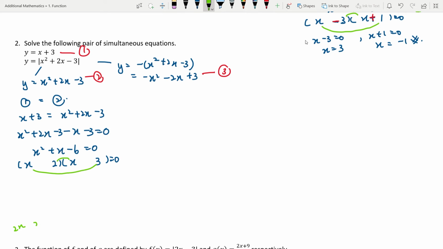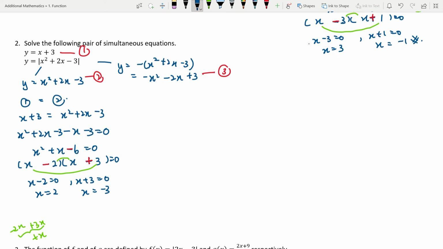3 and x, we have a 3x. In order to get a positive x, we plus 3 minus 2. Plus 3x minus 2x. And we need to check negative and positive. We get a negative here. Then we continue. x minus 2 equal to 0, x equal to 2. And the other one, x plus 3 equal to 0, x equal to negative 3.